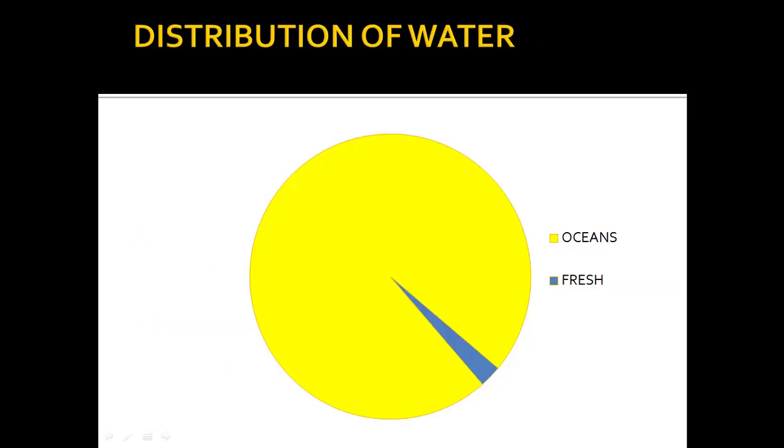Now how has the water been distributed on planet Earth? As you can see, the larger part of the pie diagram is covered with yellow color. It represents the 71% of the water in the ocean that is saline in nature. A small segment of the pie diagram is in blue color and this represents fresh water.